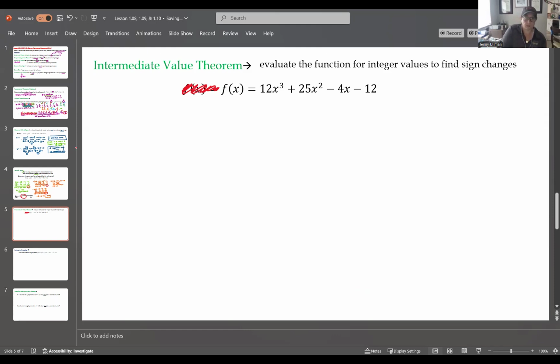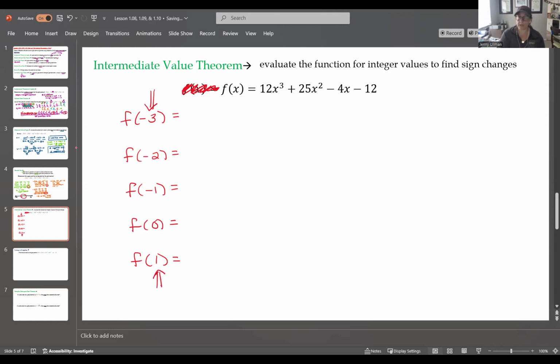Okay, so what I'm going to do is work with all of our integers that fall within our bounds, because we said -3 is the smallest number, +1 is the biggest number, so I want to see where those missing answers could be. All I have to do is plug in to get my answer.